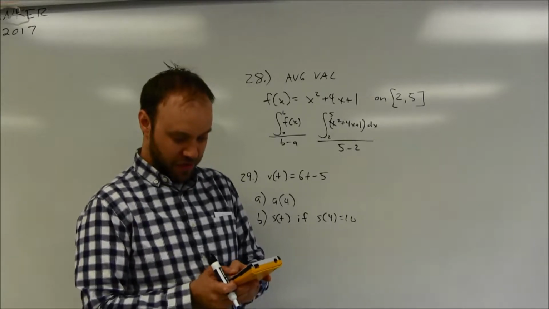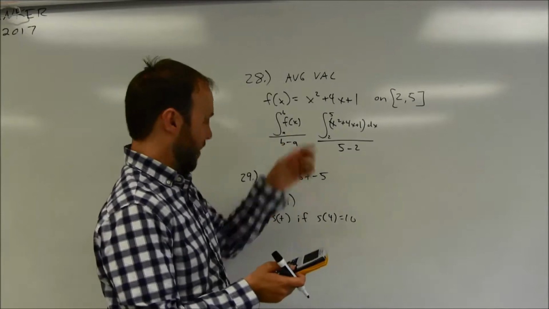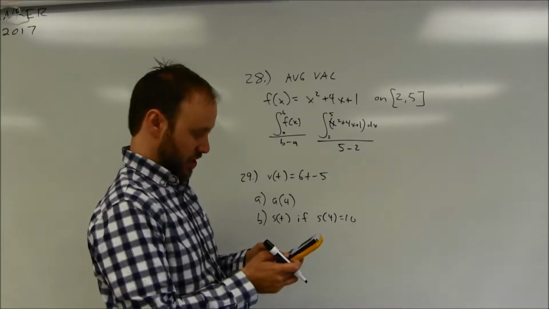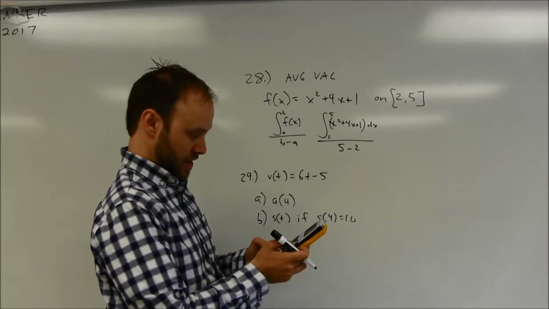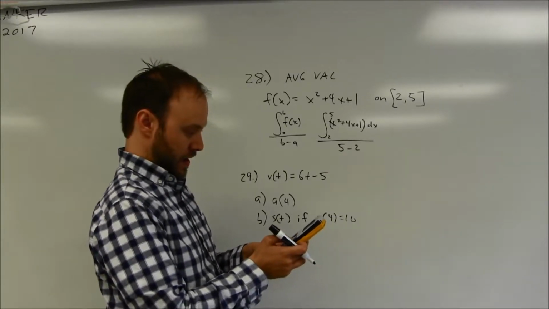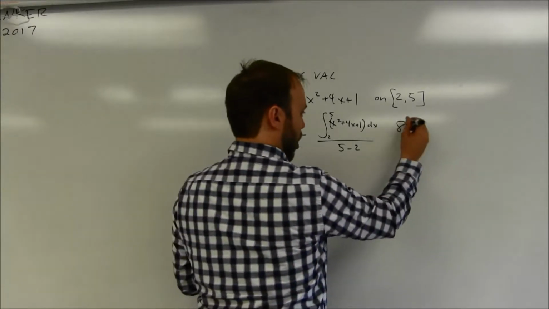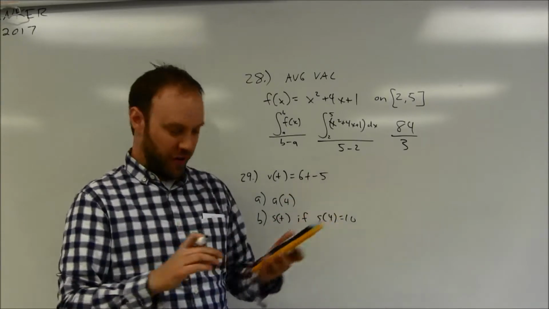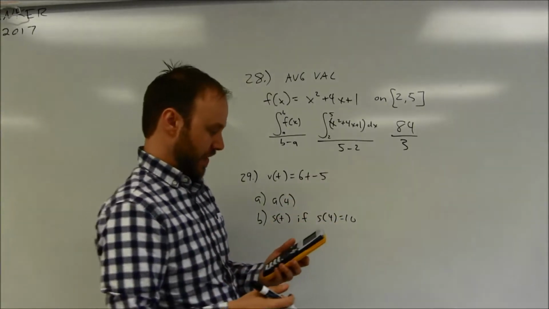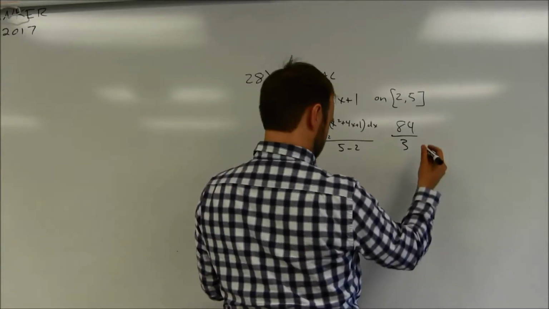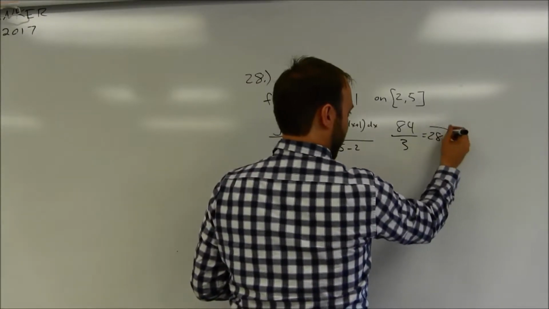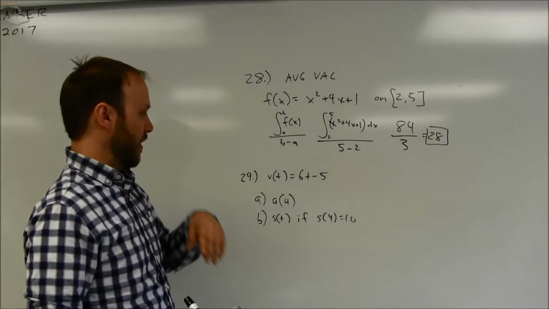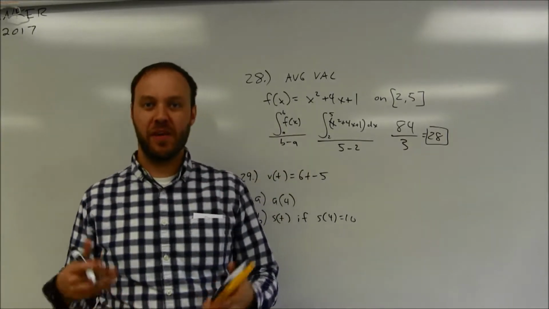And anyway, the integral from 2 to 5 of x squared plus 4x plus 1. The integral is going to be 84, and then I'm dividing by 5 minus 2, which is 3. So we get 84 thirds. If you want to divide that out, 84 is actually divisible by 3, and so the average value of that function is actually 28. Okay, so very straightforward formula to work with. Average value, pretty much a plug and chug kind of thing.